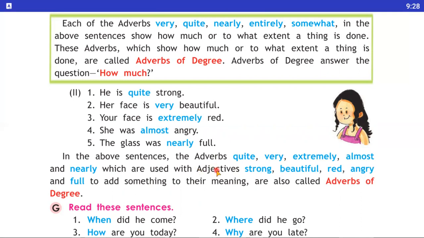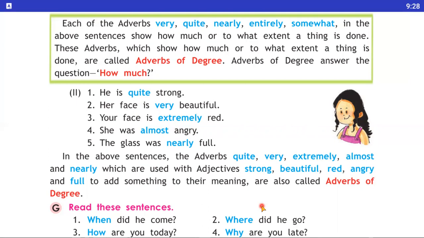So the adjectives here are strong, beautiful, red, and angry. In the number one sentence, he is quite strong. So here quite is an adverb, and strong describes he, a pronoun. तो strong क्या है? Adjective है, जिसको describe कर रहा है he को. Okay, और quite क्या है यहाँ पे? Yes, quite is an adverb here.